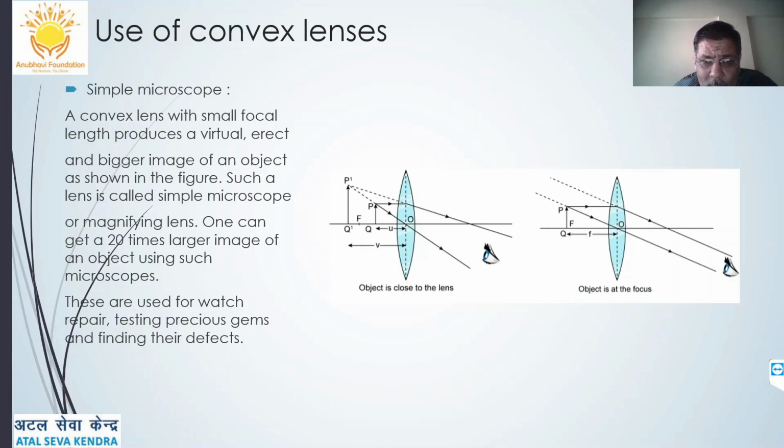A convex lens with a small focal length produces a virtual, erect and bright, bigger image of an object, as shown in the figure, if the object is placed between F, that is the principal focus, and the optical center. Such an instrument or lens is called a simple microscope or magnifying lens. One can get a 20 times larger image of the object using that. It is used by watch repairers, and by jewelers for testing precious gems and finding their defects.